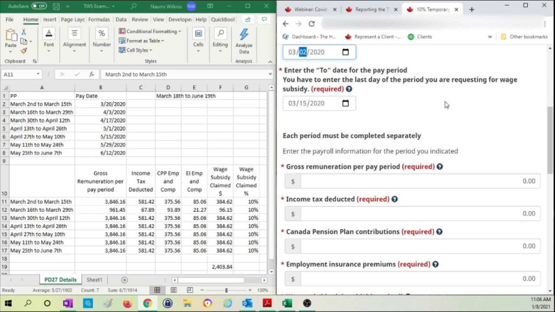So as instructed on the other website, we go ahead and say 3/18 to 3/18. And this is for this March 2nd to 15th pay period that was paid on March 20th. And I'm going to put this in the comments at the end. There is a place for me to specify with CRA what I did here. And then you just put in the rest of the information for this row.